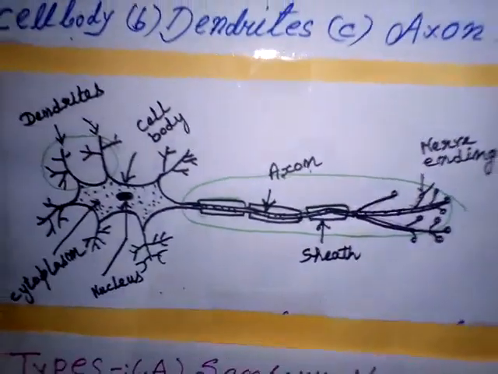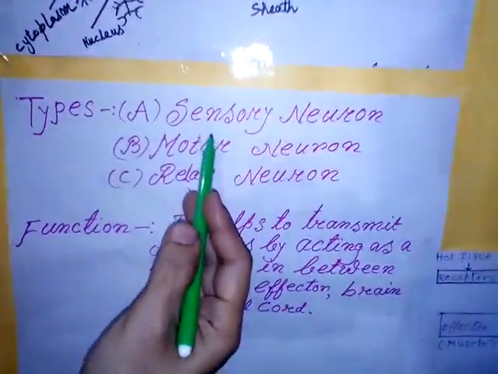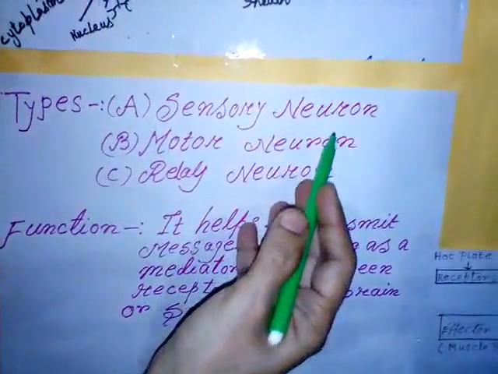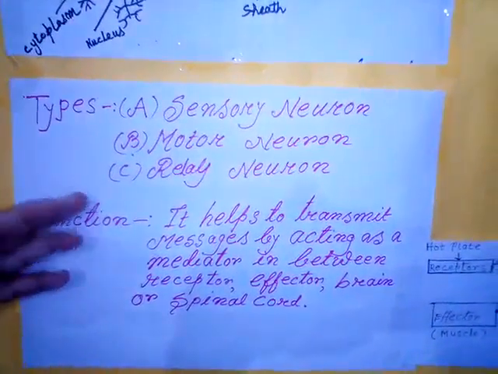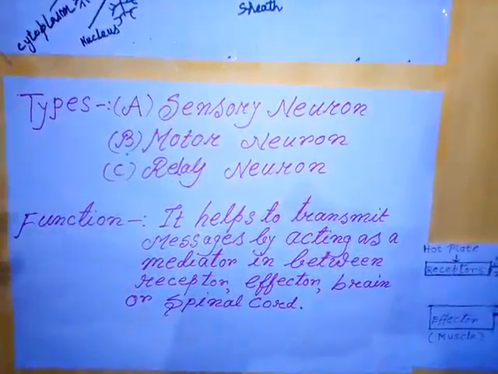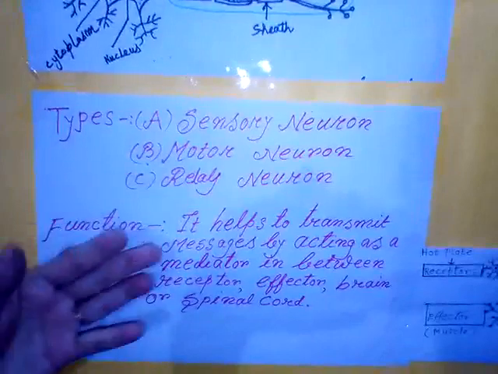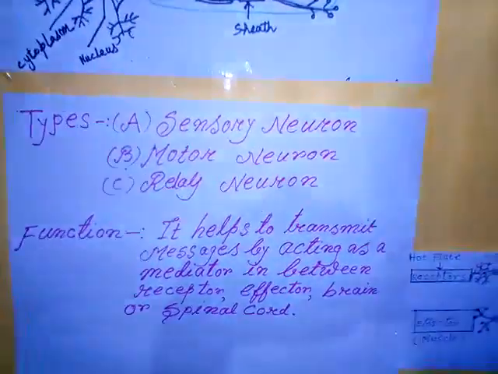Types of neuron. There are mainly three different types of neuron. These are sensory neuron, motor neuron and relay neuron. But before discussing their function, I would like to explain the terms receptor and effector.